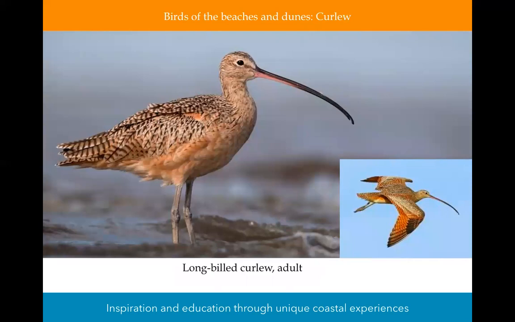Long-billed curlews are a large sandpiper that winter on the Texas coast. They have light rusty brown feathers and a long curved bill. They forage in flocks, using their long curved bill to probe into burrows for crabs and shrimp.